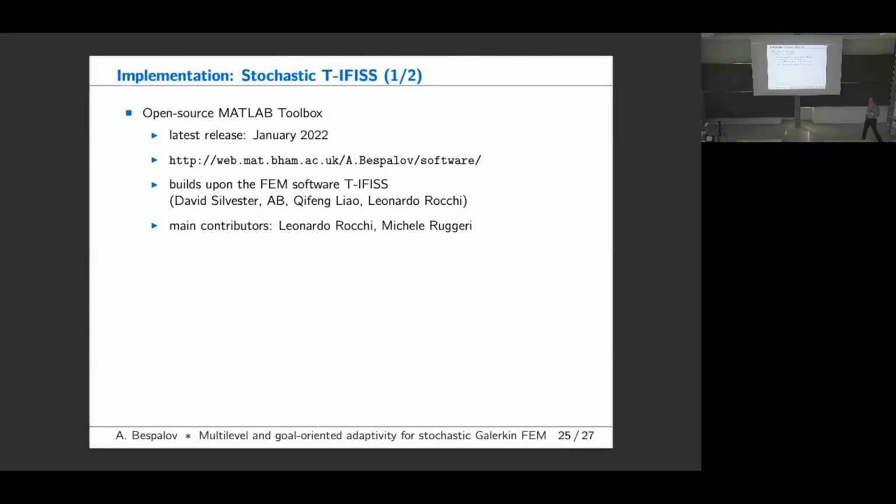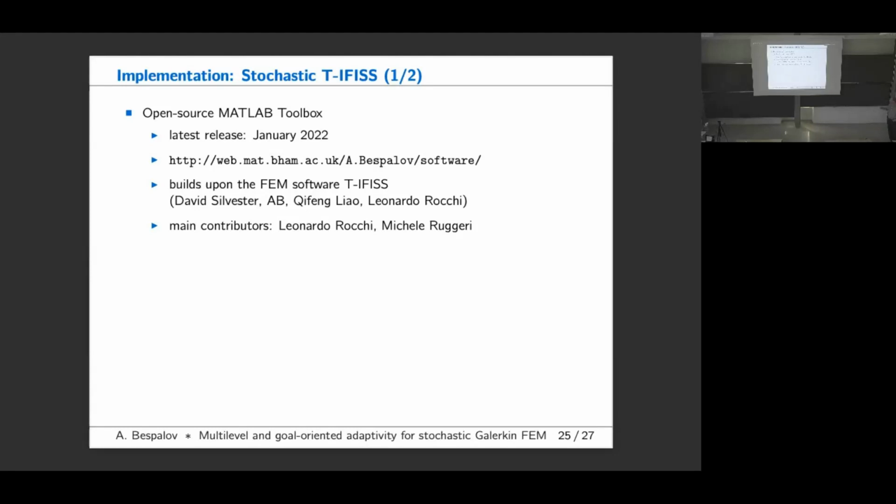So this is one of the reasons I want to advertise this. It's an open source MATLAB toolbox. It's actively developed. The latest release is in January this year. It's available online. It builds upon finite element software developed by David Sylvester and his former PhD student, and then updated recently.